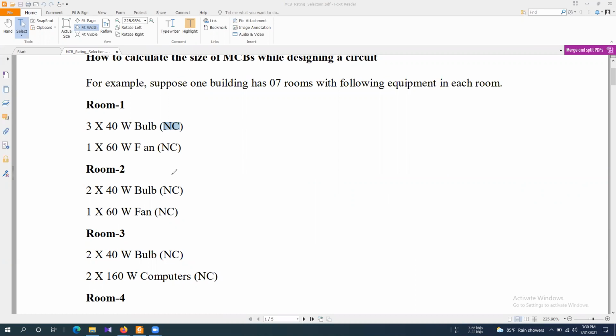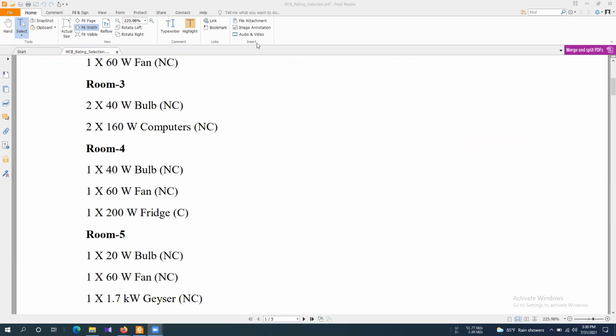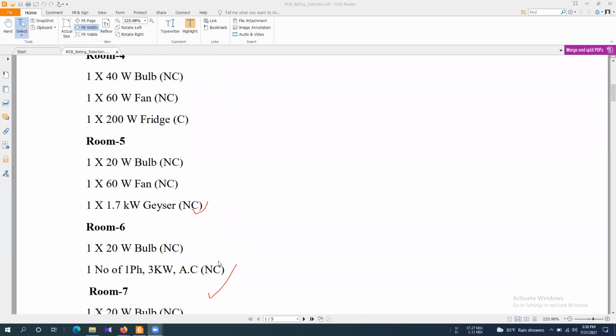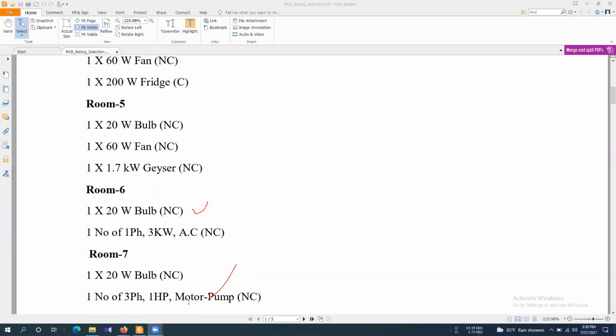For example, there are some big loads. If you take a closer look here, a fridge is a big load. Then a geyser, it is a big load. Then you have AC, it is a big load. And then you have motors, it is a big load. So you can dedicatedly design some MCBs for these big loads.